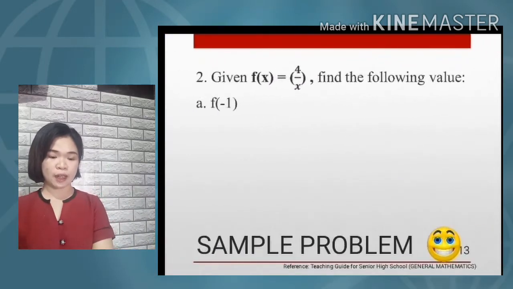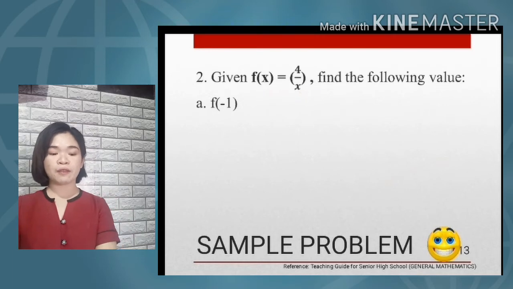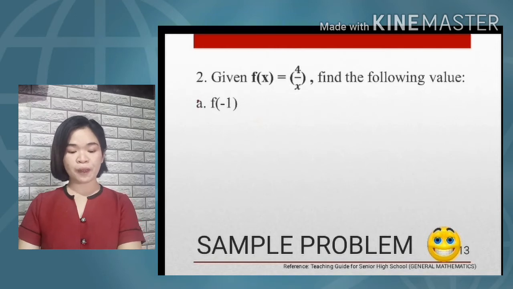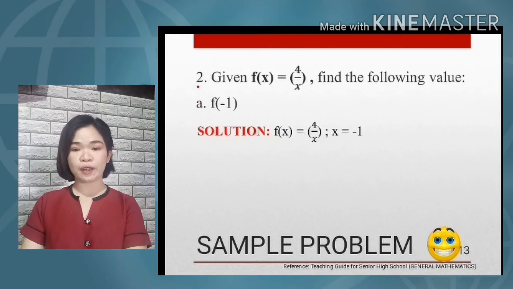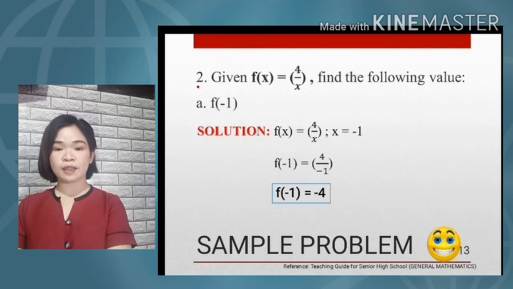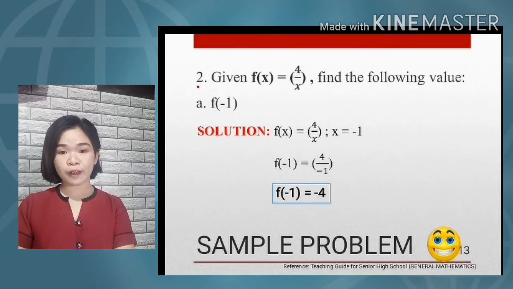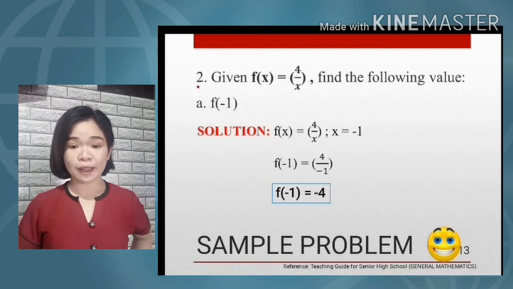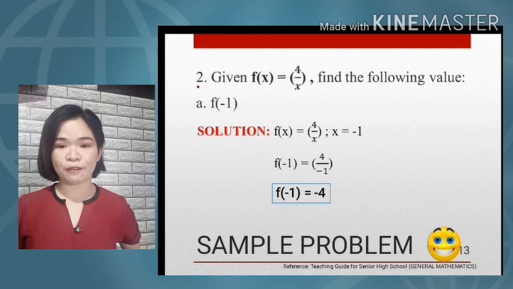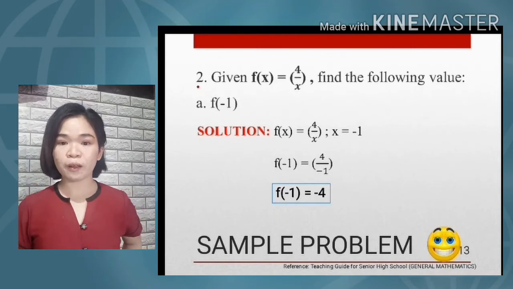Next, 1b. Same function, f of x is equal to 4 over x. Evaluate if the value of x is equal to negative 1. So that will be f of negative 1 is equal to 4 over negative 1. Here we apply the division of integers. Positive divided by negative is equal to negative. That's why 4 divided by negative 1 is equal to negative 4. Therefore, f of negative 1 is equal to negative 4. Okay? So that's all for our sample problem.